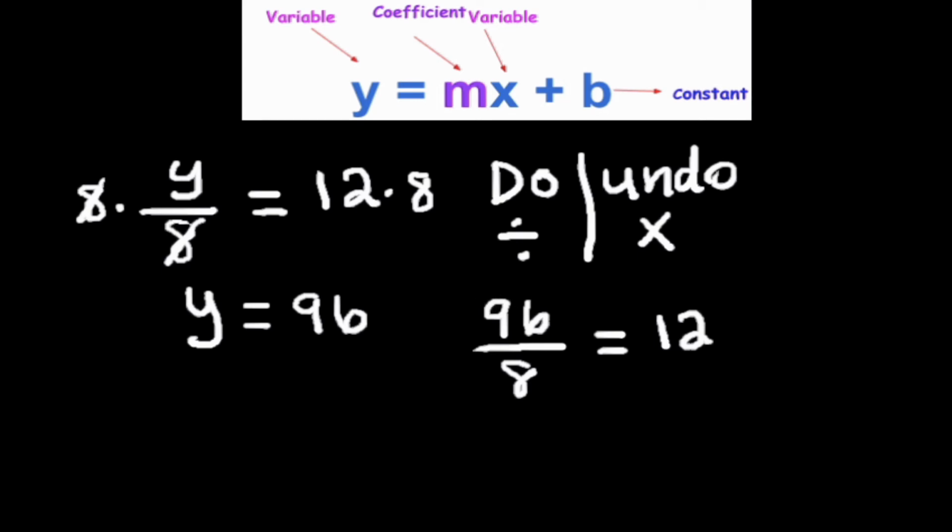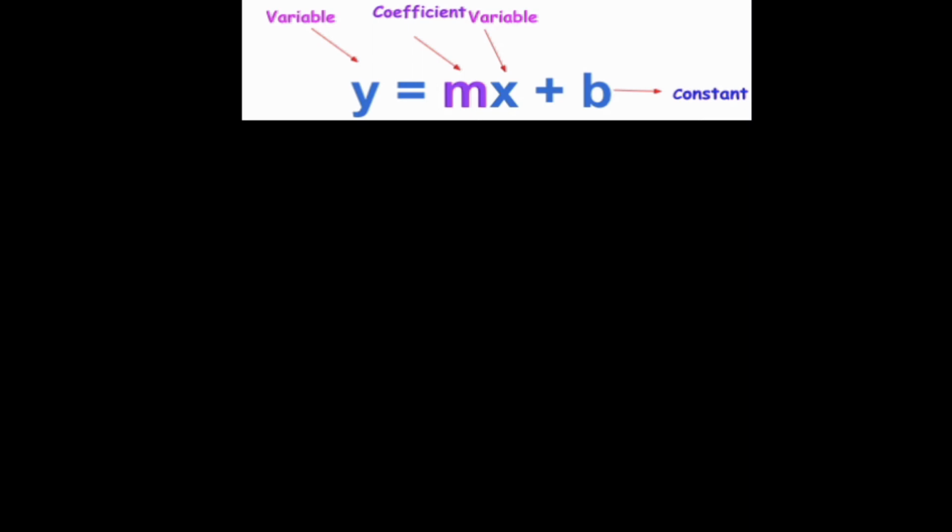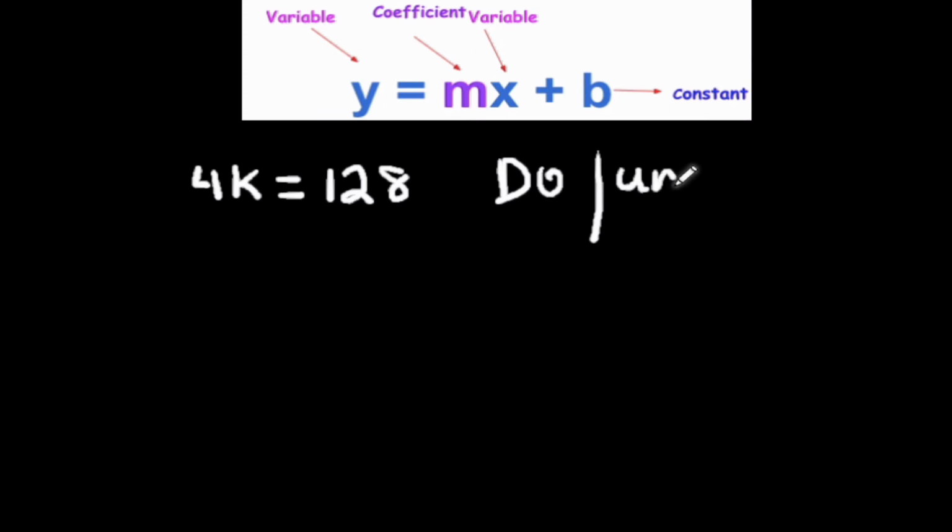Let's go with yet another example. So let's solve by using division. So 4 times k equals 128. Let's set up do and undo. We're currently multiplying. To undo that, we need to divide because the goal is to isolate k. So let's divide by 4 on both sides.